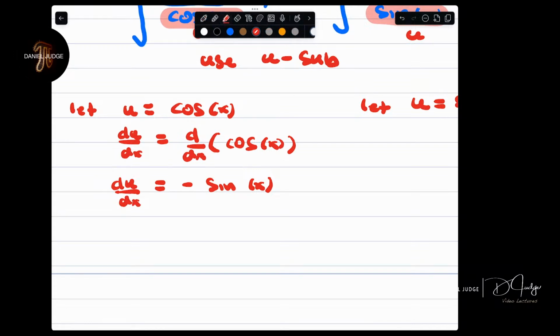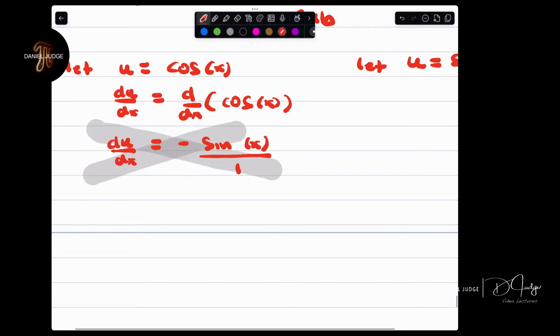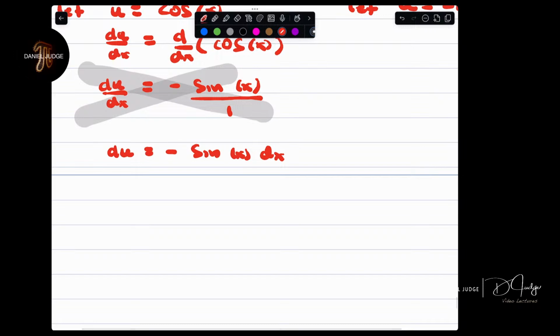So remember, in the process of u sub, we have to solve for dx. I remind people that you just simply create a proportion solving for dx. And when you do that, of course, you're going to get du is minus sine dx. And dividing both sides by minus sine, you'll end up with your dx being du over minus sine.